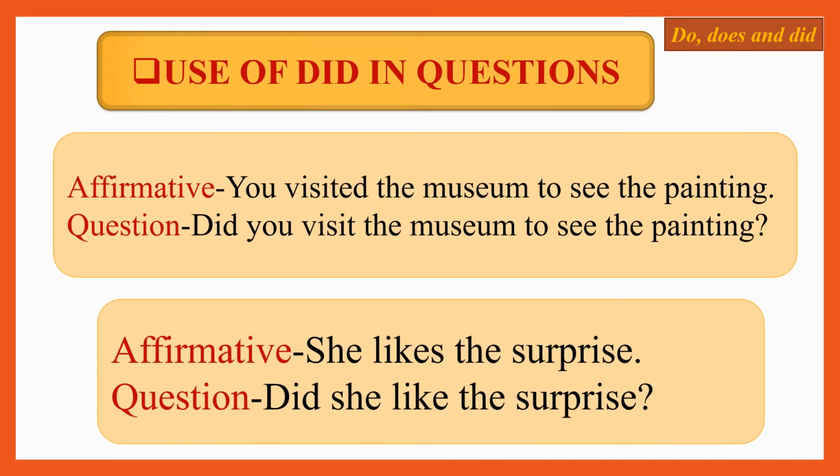Children, now let's see the use of did in questions. The first example is, you visited the museum to see the painting. And the question is, did you visit the museum to see the painting? Children, we add did at the beginning of the affirmative sentence to change it into a question.